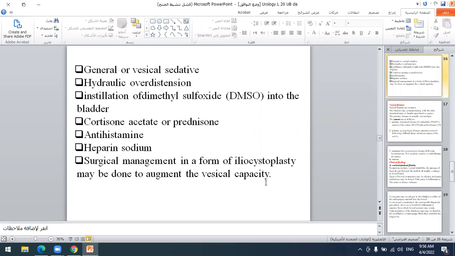The management of this case is not definitive, but it relieves the pain of the patient. Nowadays, we use hyaluronic acid, a combination of multiple drugs, and also hydrodistension to distract this fibrotic area.